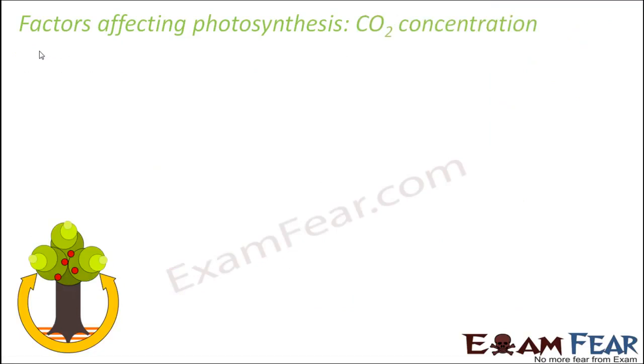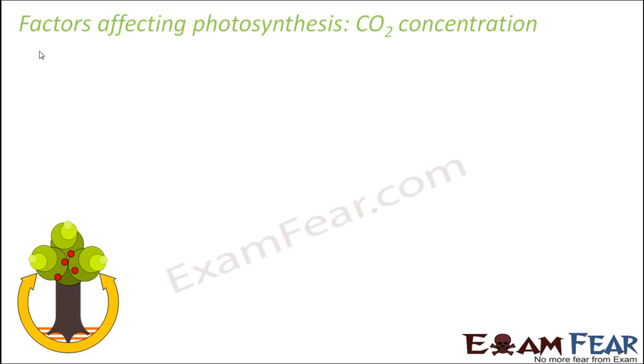Now last but not the least, carbon dioxide concentration. As we all know, carbon dioxide fixation is the first step of the biosynthetic phase of photosynthesis. That is, in the dark reactions, whether we talk about the Calvin cycle or the Hatch and Slack pathway, the first step is carboxylation or carbon fixation. So we need carbon dioxide there. So if the concentration of carbon dioxide is less, it will cause a serious problem.